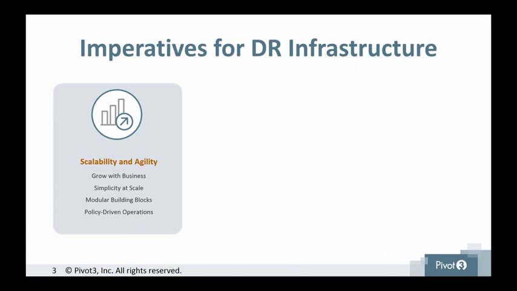Simplicity at scale, right? A lot of infrastructures can scale, but they become exponentially complex as they scale to larger and larger sizes. So infrastructure needs to be simple at a large scale as well. Modular building blocks really simplify how you scale the infrastructure. And then policy-driven operation. I think I'll explain how our platform enables those policy-driven operations. But primarily in the context of DR, what Zerto does is really here, right? How do you automate your failback, failover kind of operations and minimize the operational overhead of that? The infrastructure, that's the scalability and agility aspect when you think about infrastructure.